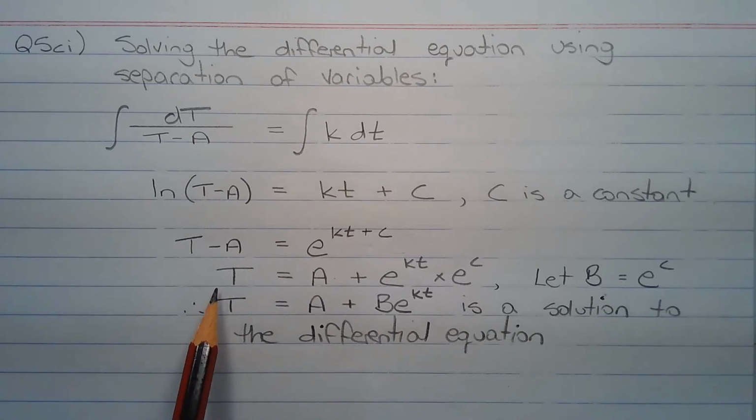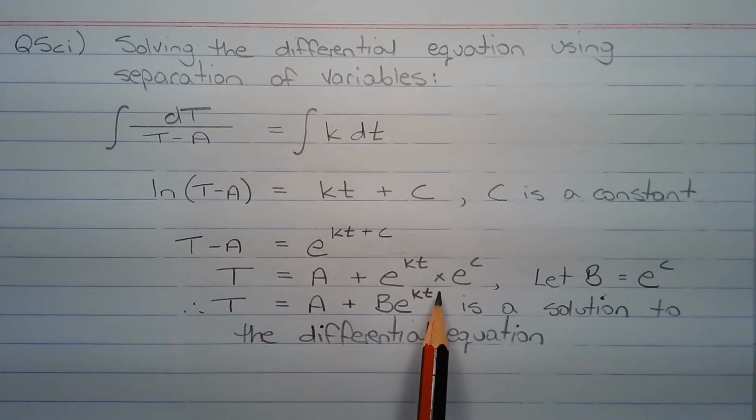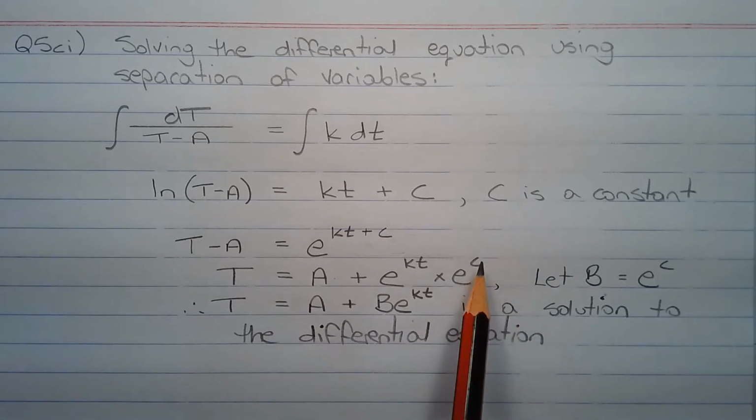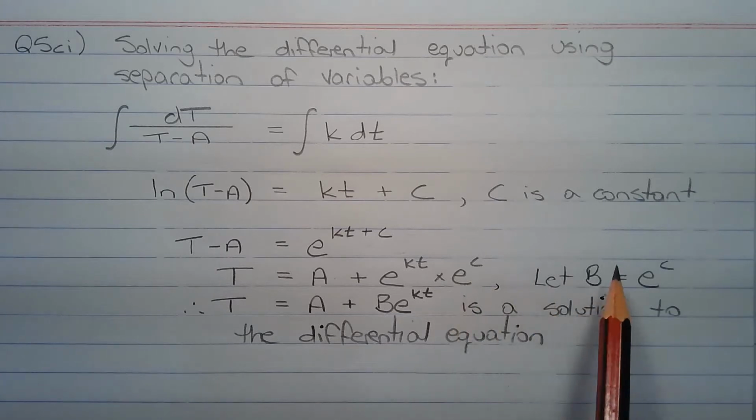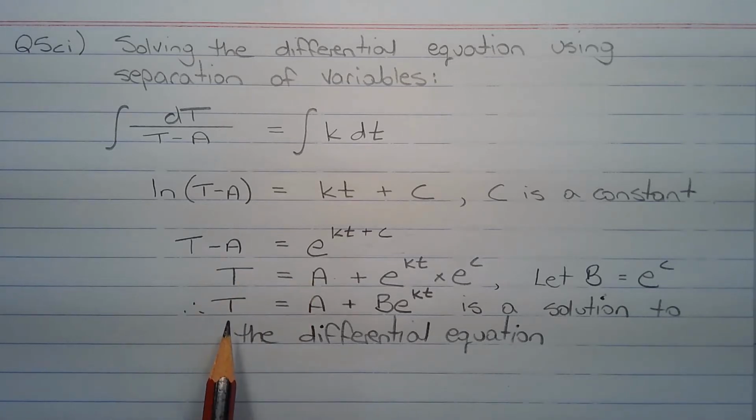We have T is equal to A plus e to the power of kt multiplied by e to the power of c. Now c is a constant. e to the power of c will also be a constant. I'm going to allocate B to represent e to the power of c. So therefore, T is equal to A plus B times e to the power of kt, and this is a solution to the differential equation.